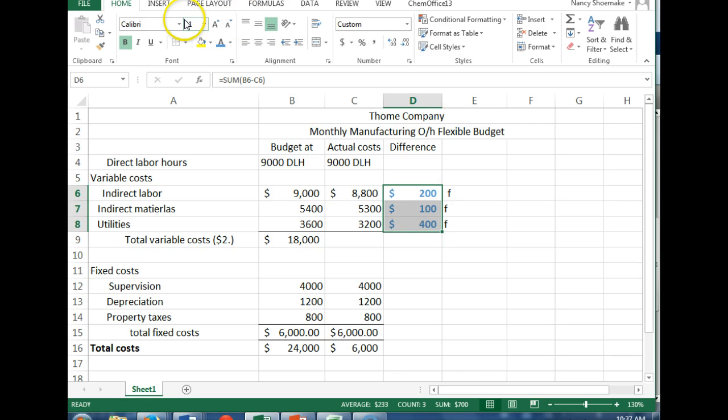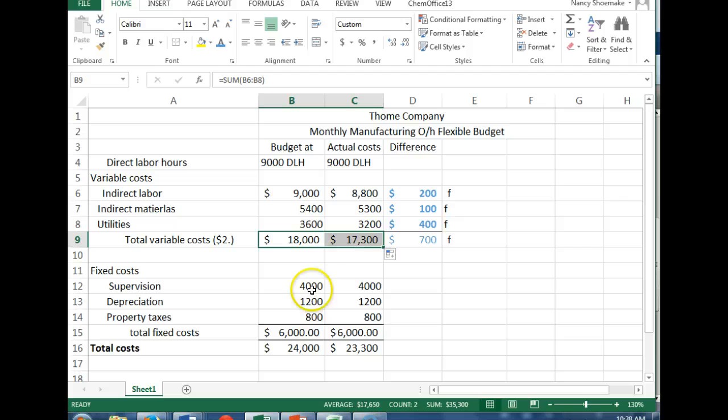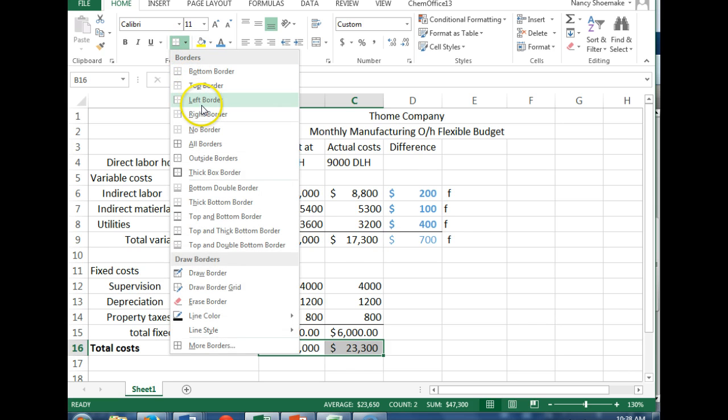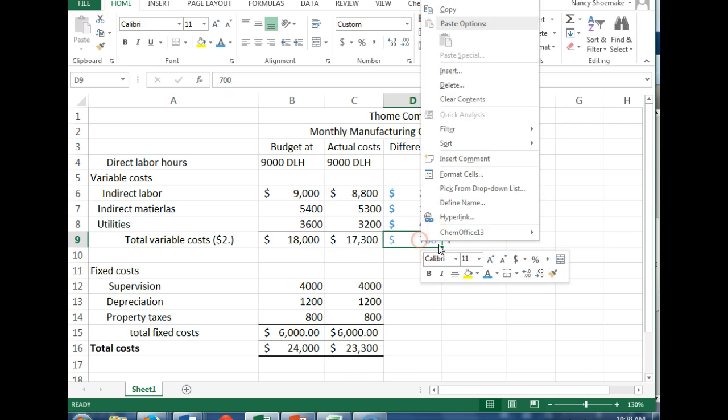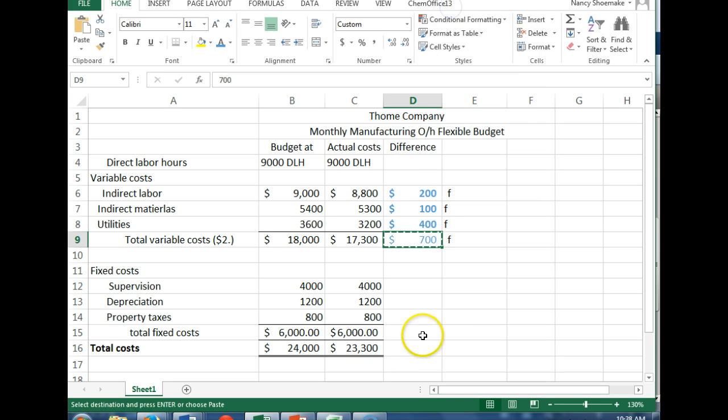So ultimately our total here is $700 favorable, isn't it? Our total here, $17,300, and with our various costs, do you see how we ultimately have a double bottom border? We ultimately have costs of $24,000, actual of $23,000, and we've got a favorable variance of $700 favorable, don't we?